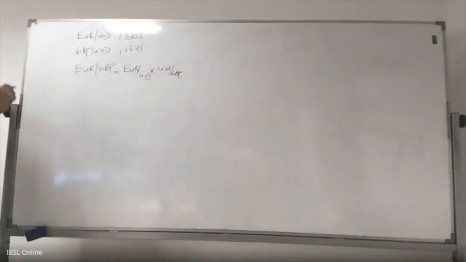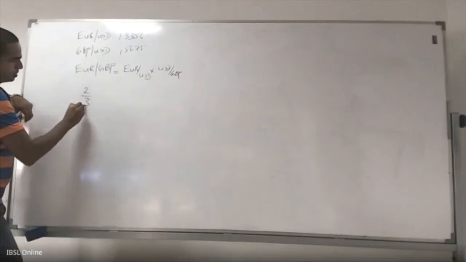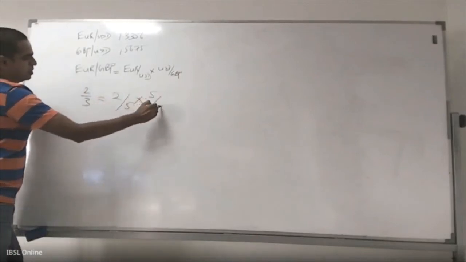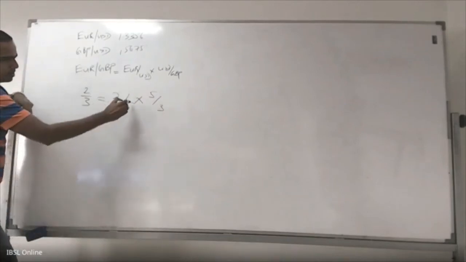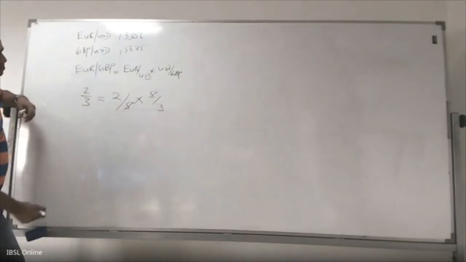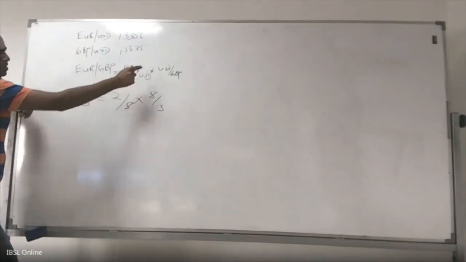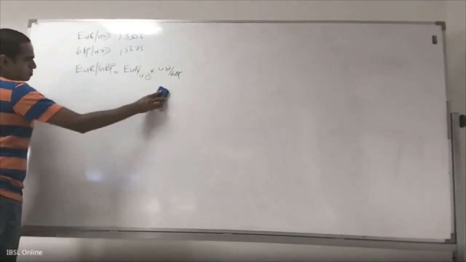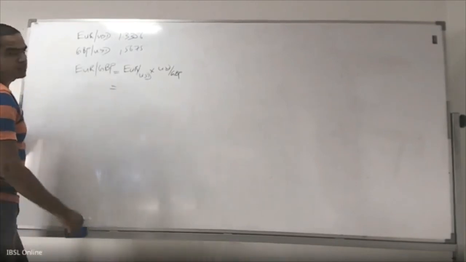Right? Now, something like this: 2 by 3 is equal to 2 by 5 times 5 by 3. Isn't it? Something we studied in grade 2. These cancel off and you end up with 2 by 3. Same thing, I have inserted the dollar in between. And now we are on familiar grounds.